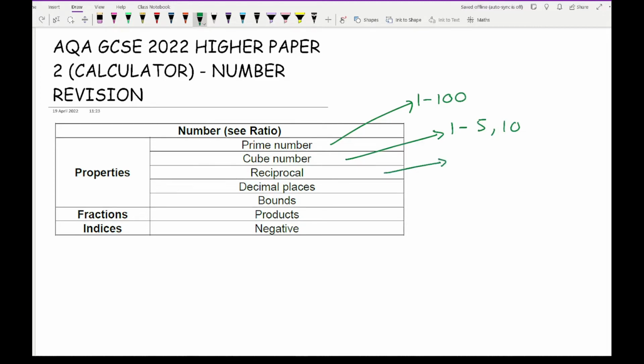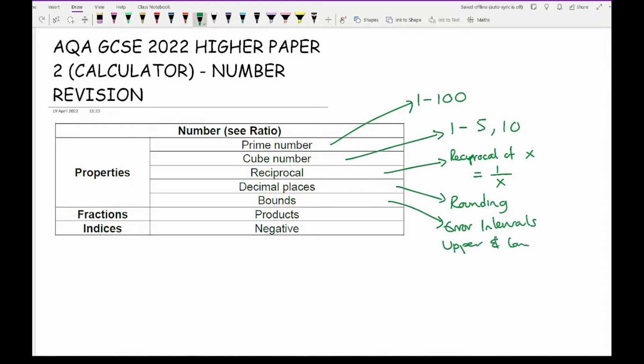Reciprocals, again, recognizing that the reciprocal of x is going to be 1 over x, and try not to get confused with parallel and perpendicular, where it's minus 1 over, so just be mindful of that. With decimal places, that's all to do with rounding, and again that can appear in any topic. With bounds, again you're looking at error intervals, upper and lower bounds, and you're also looking at maximum and minimum calculations.